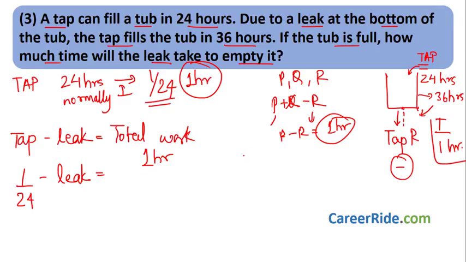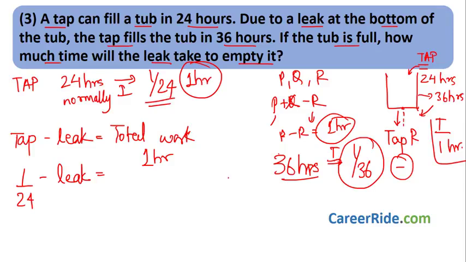The entire tub gets filled in how much? 36 hours. Is that right? So in 1 hour, how much of the tub gets filled? 1 by 36, right? Because we just invert. So when the leak is on, when the tap is on, when both the things are on, the total tub gets filled in 36 hours. So in 1 hour, only 1 by 36 gets filled. So that is nothing but the total work done in 1 hour, right?